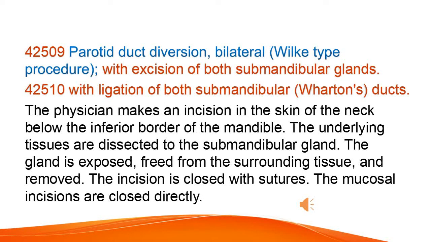Parotid duct diversion, bilateral, Wilk-type procedure, with excision of both submandibular glands. With ligation of both submandibular, Wharton's, ducts. The physician makes an incision in the skin of the neck below the inferior border of the mandible. The underlying tissues are dissected to the submandibular gland. The gland is exposed, freed from the surrounding tissue, and removed. The incision is closed with sutures. The mucosal incisions are closed directly.